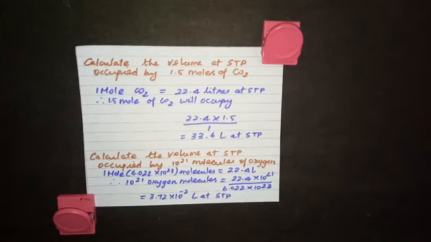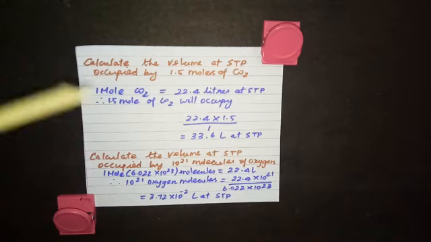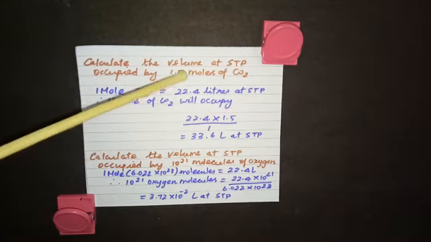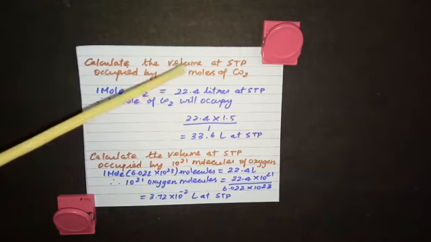Calculate the volume at STP occupied by 1.5 moles of carbon dioxide. So now go back to the relationship. 1 mole of carbon dioxide occupies how many liters? 22.4 liters. Now the question is, what volume will be occupied by 1.5 moles of carbon dioxide?